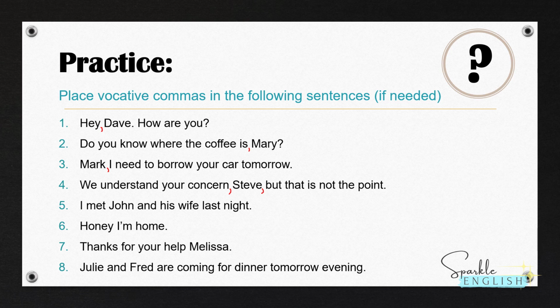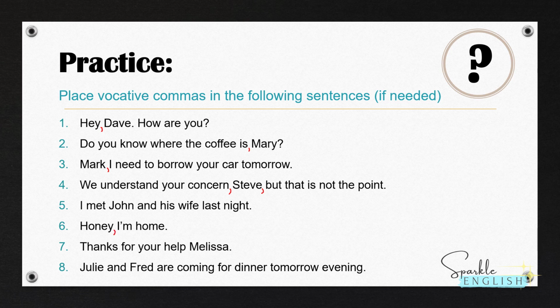We do not need to add a vocative comma. I met John and his wife last night. Now the difference between number 5 and number 4 is that in sentence 5, we are talking about John and his wife. We are not talking to John. So we do not need a vocative comma. We only use vocative commas when we are trying to distinguish that we are talking to a person and not about a person. In number 6, we would say, honey, comma, I'm home.